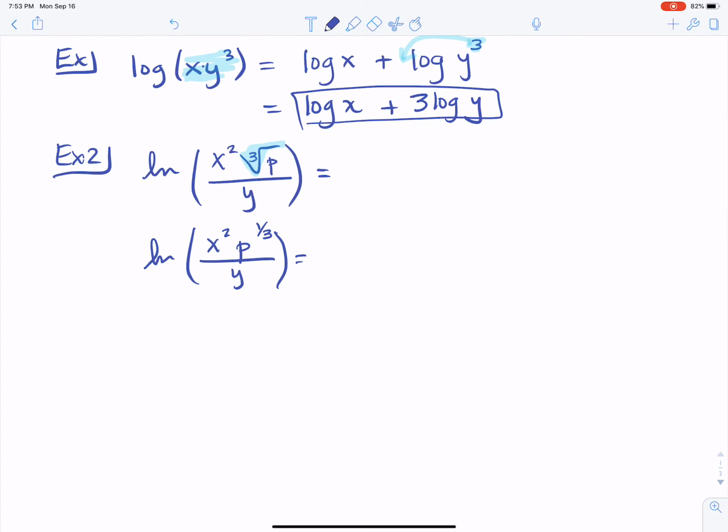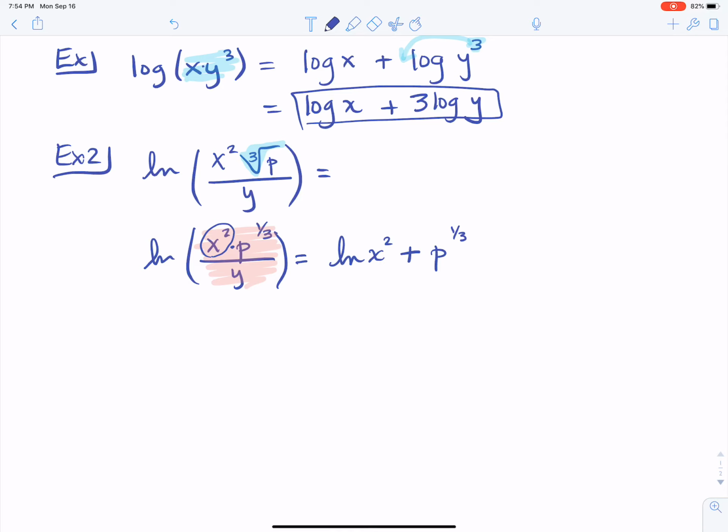All right. So then I'm going to use the product rule and the quotient rule to take my argument apart as far as possible. So I'm going to take all of this apart. Then I'm going to deal with the powers last. So this is going to be ln. The first part of my argument is this guy. So x squared is being multiplied by, so I'm going to do add, p to the 1/3.